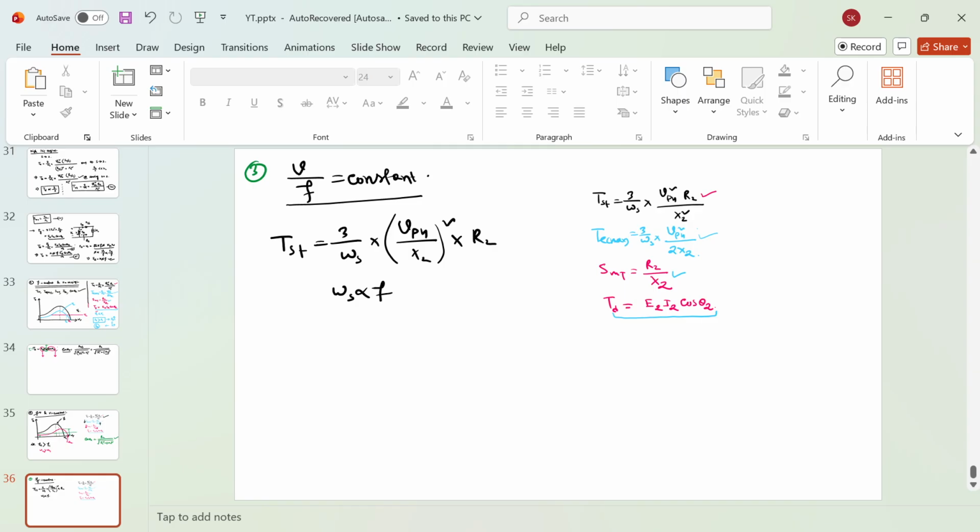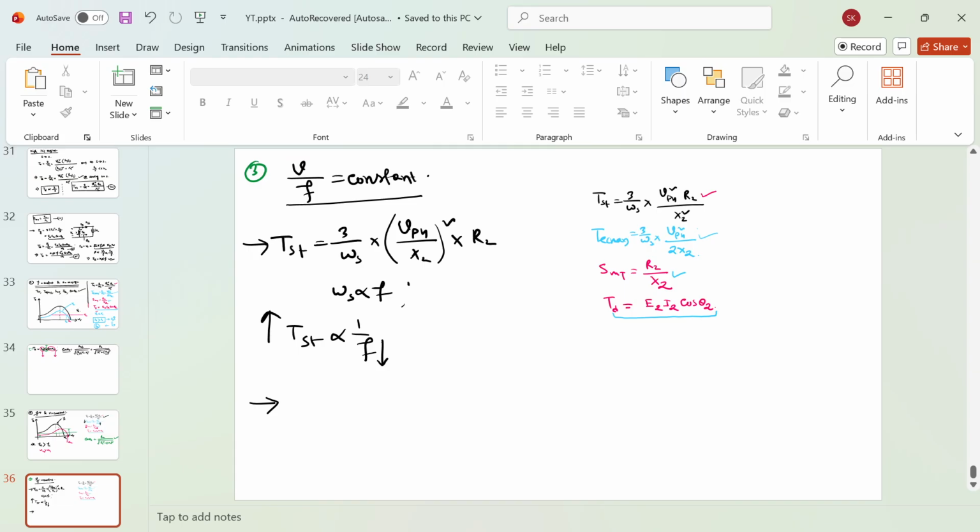This omega is proportional to frequency, and as your V by F ratio is constant, your V by x2 will also be constant because x is directly proportional to frequency. So you can see your TST, the starting torque, will be inversely proportional to frequency. So if you are decreasing frequency, your starting torque will increase. So that will be the impact on starting torque.